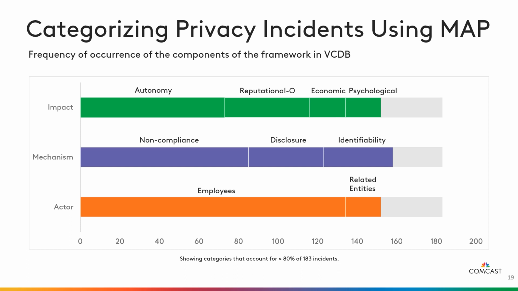It is interesting to see that employees and related entities, both present within an organization, account for over 80% of privacy incidents. The top 3 mechanisms of privacy threats are non-compliance, disclosure of information, and identifiability. Finally, for impact, threats disproportionately impact individuals more, as we can see, causing loss of autonomy, economic loss, and psychological harm. Reputational harm to organizations caused by privacy incidents also form a large portion of the harms.